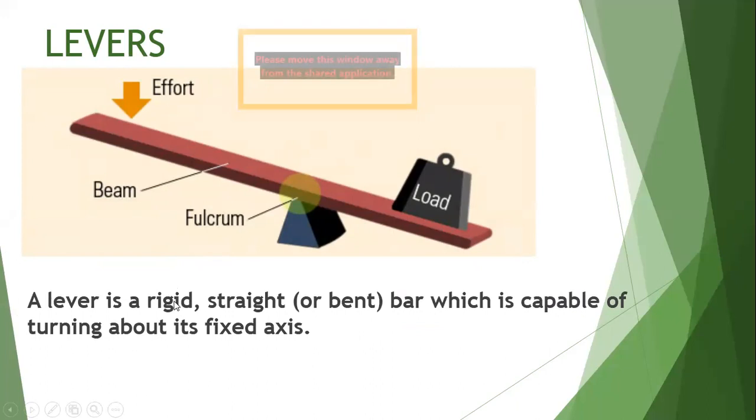It is made up of a rigid material. It is straight, or sometimes you will find the lever is bent as well. It is a bar which is capable of turning about its fixed axis. The axis along which it rotates is called the fulcrum. Then we place a load at one end of it and we apply the effort at the other end. So this is how the definition of a lever goes.